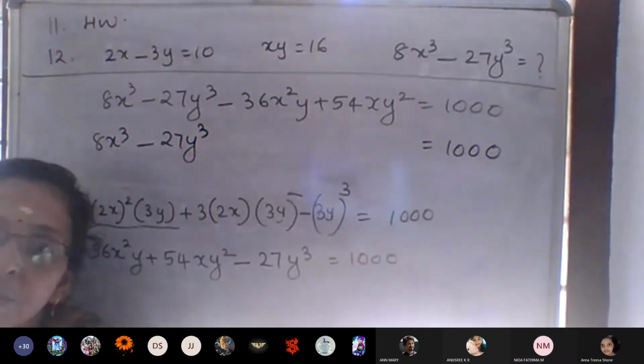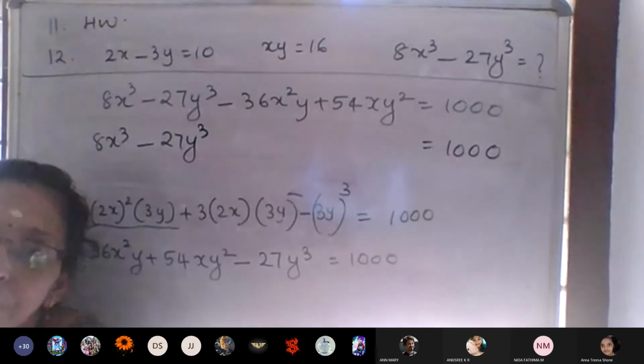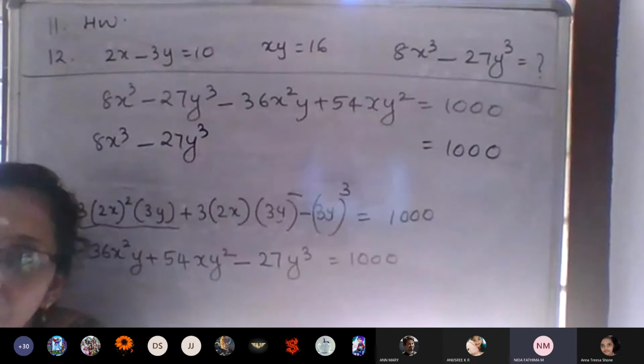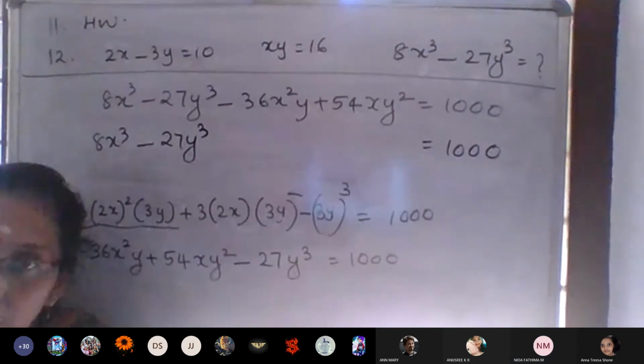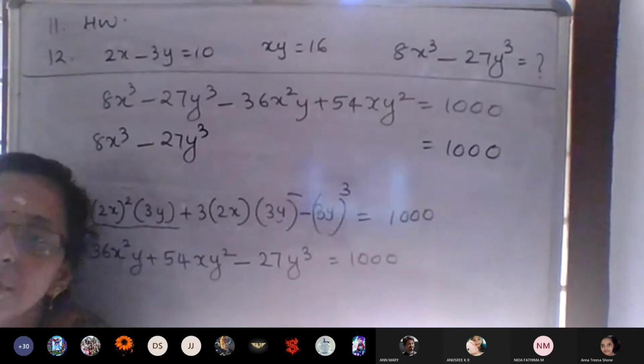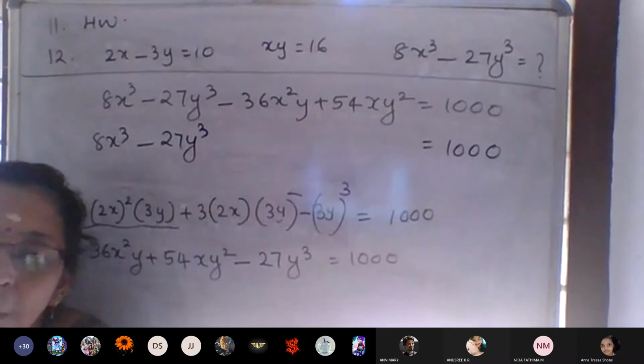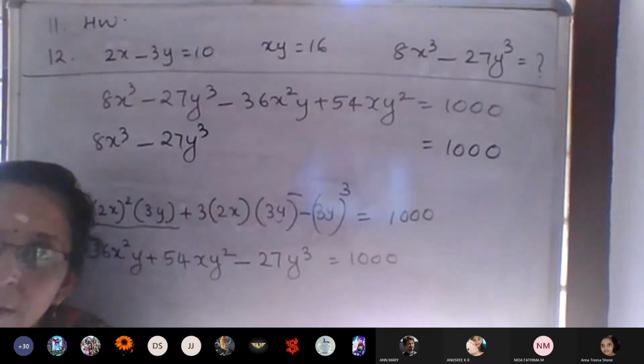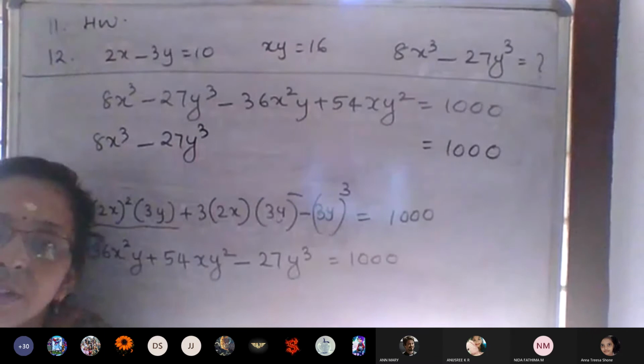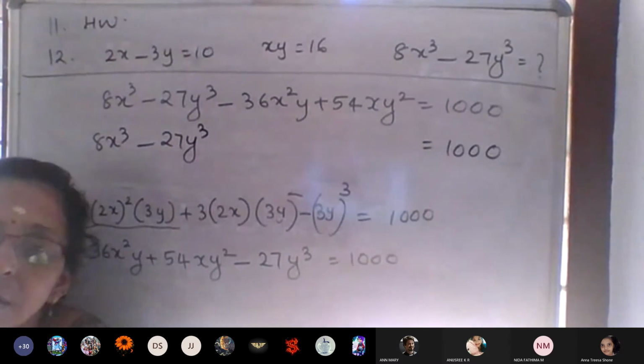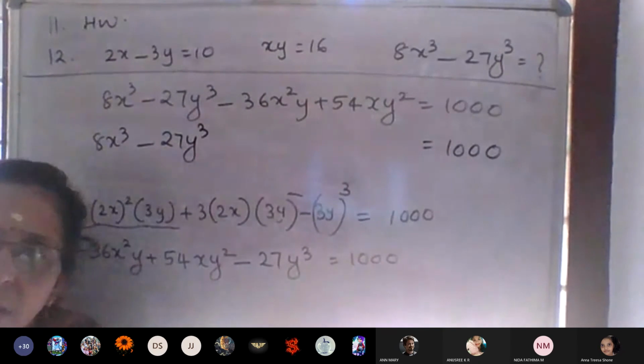Usually we are doing that, no? Where we started, which one? 2x minus 3y is equal to 10. If we write the 2x minus 3y and adjust something, you will get it. Just try it. What we have, we will write there and we will adjust with the remaining terms. Try it.